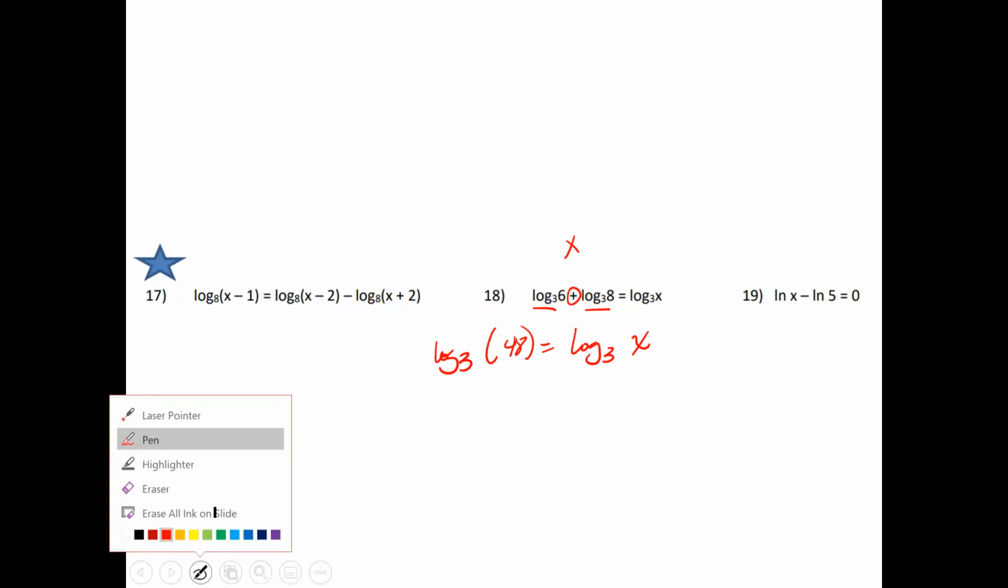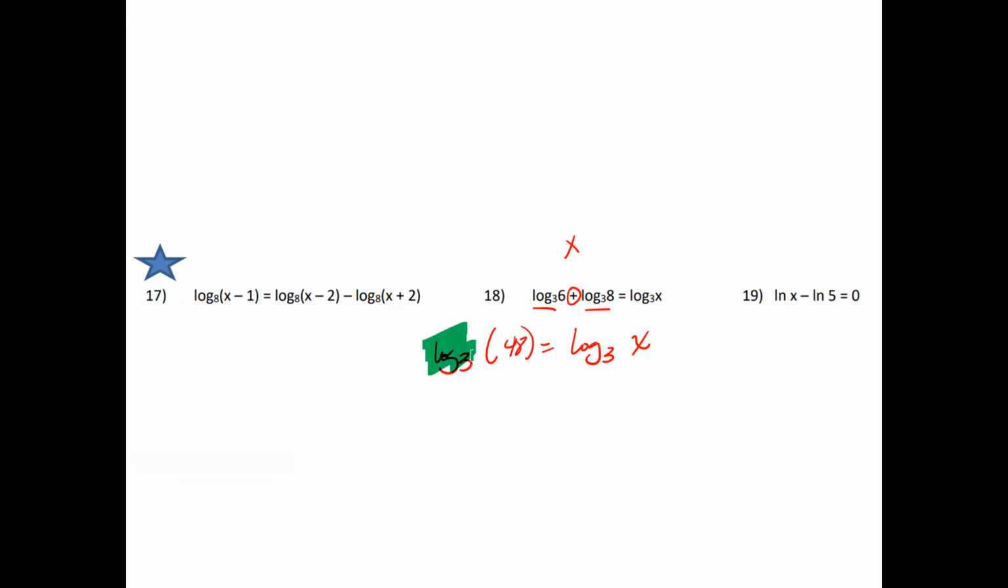Well, this is pretty simple for the most part. You have your log base 3, log base 3. The two of those will just cancel each other out. And then you're just going to have x is equal to 48.